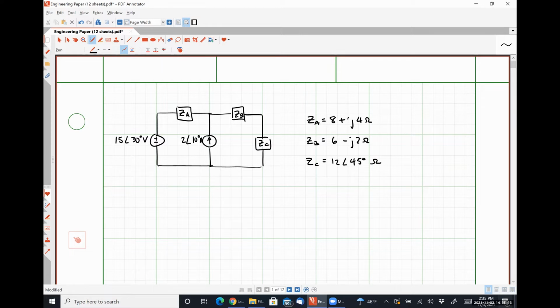And let's say, for the sake of argument here, that we are trying to determine this phasor voltage VC, okay, so the voltage drop over impedance C. So the first method that we're going to employ to solve this problem, just because I want to demonstrate it to you, would be superposition.